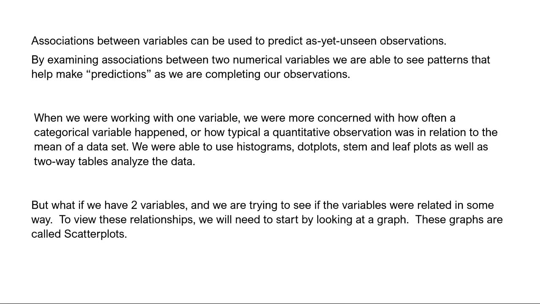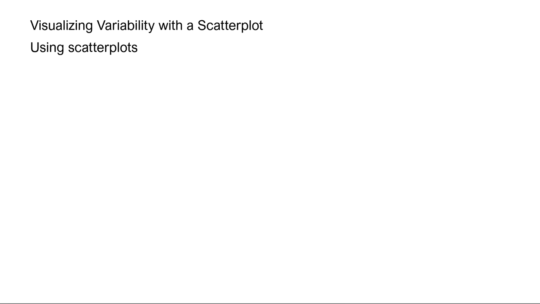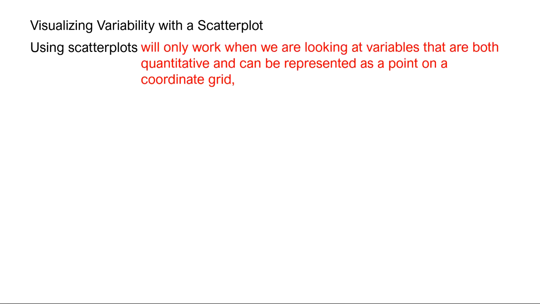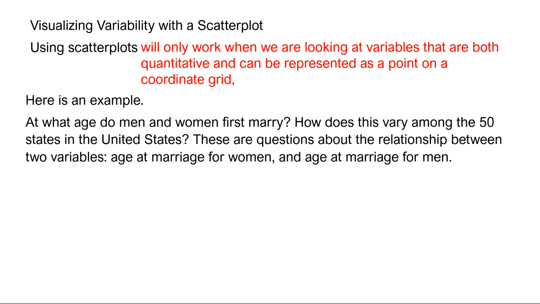With two variables now, especially when they're numerical values, we're going to look at how they are related and what type of relationship they have, and again, we're going to start looking at graphs for that. We're going to start with scatterplots. A scatterplot only works when we're looking at variables that are both quantitative and can be represented by a point on a coordinate grid. So you're going to have two variables, they're each going to have a number, and that observation is going to be the point we graph on the scatterplot.